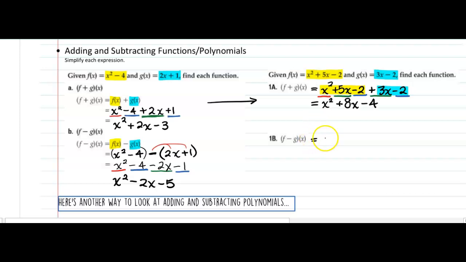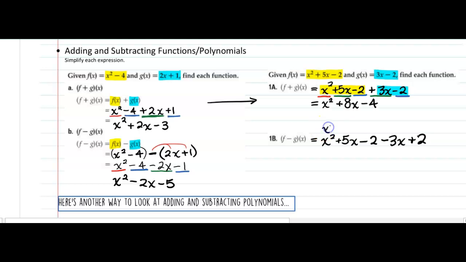Again, right here I need to take f of x, which in this case is x squared plus 5x, take away 2, and subtract g of x. Now, after a while, you might get the hang of just changing the signs of every single thing in the g of x function. So I'm going to change it to a negative 3x, positive 2.